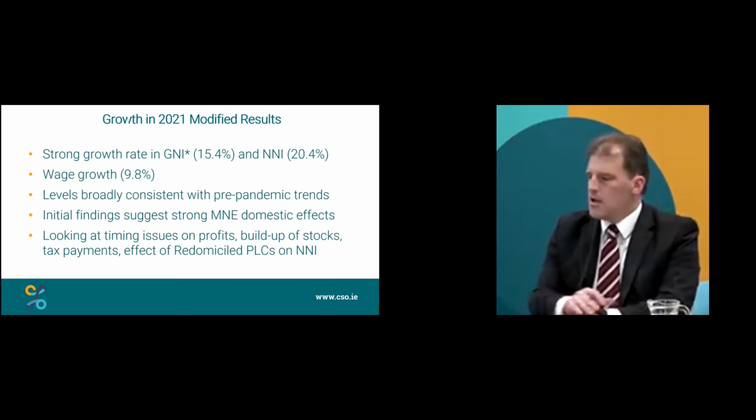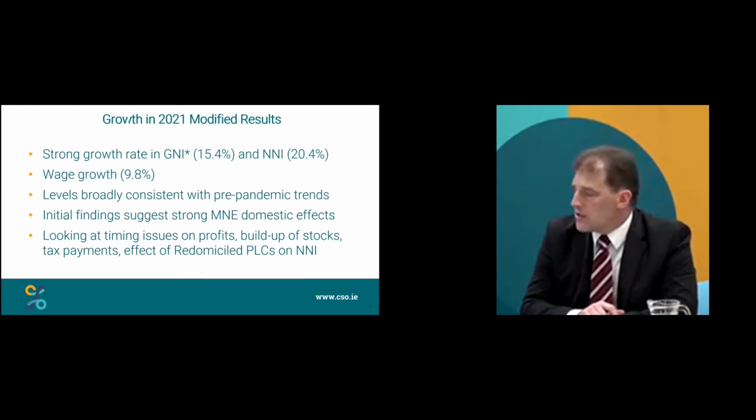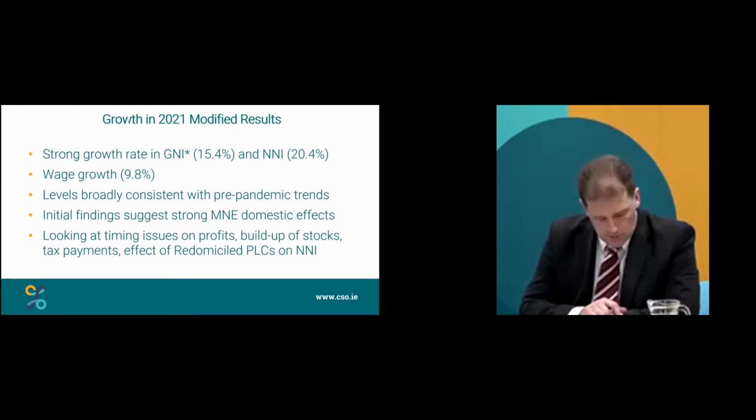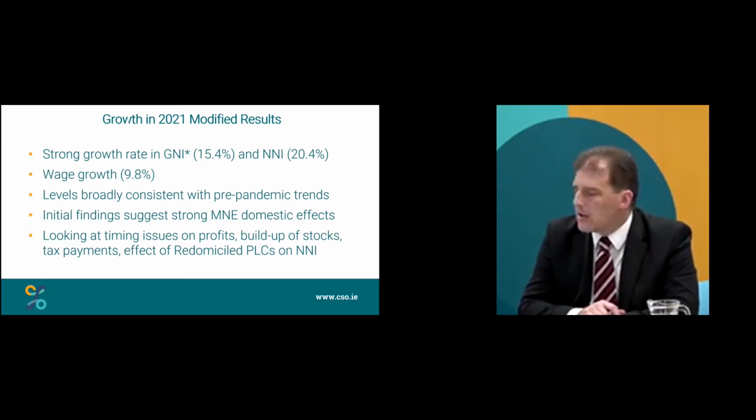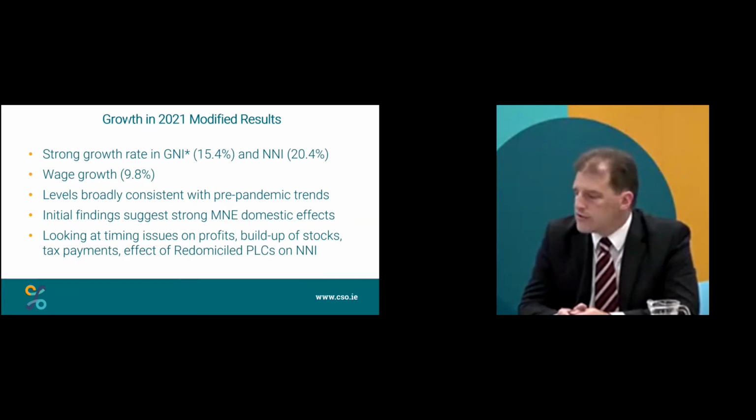So we expected a bounce back from the pandemic fall in GNI Star in 2020. So the fall in 2020 was minus 4.6%. So we expected something greater than that to come back in 2021. So 15.4% is quite strong. And NNI picks up some additional issues and is growing by over 20%. So the domestic data, for example, the wage growth, even at current prices, is just under 10%. That would have given us kind of a bar that we expected with this.